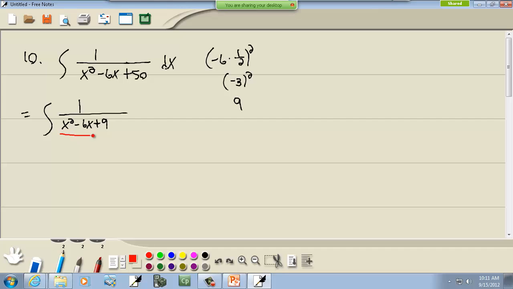And these we want to group together. Now if I add 9 here, I'm going to offset it with a minus 9 right beside it. And then plus 50 at the end. And these will be grouped together.